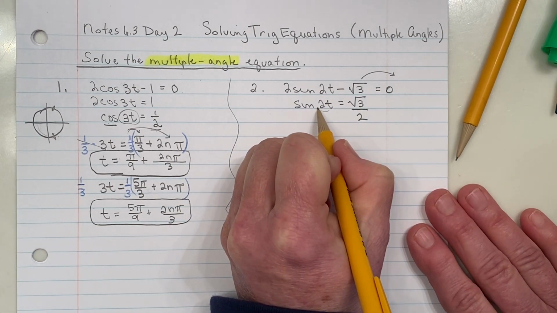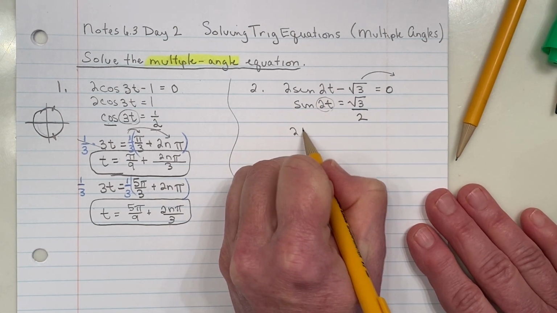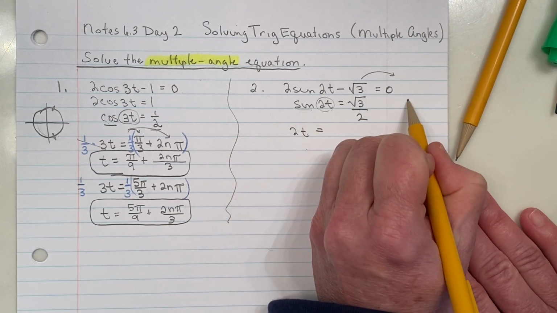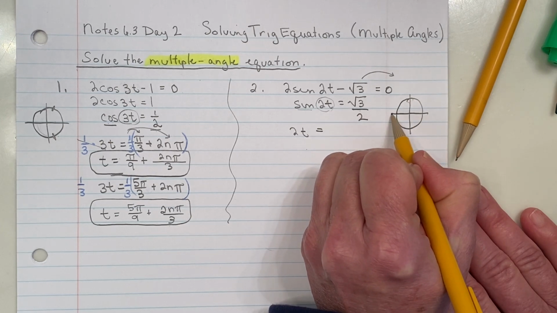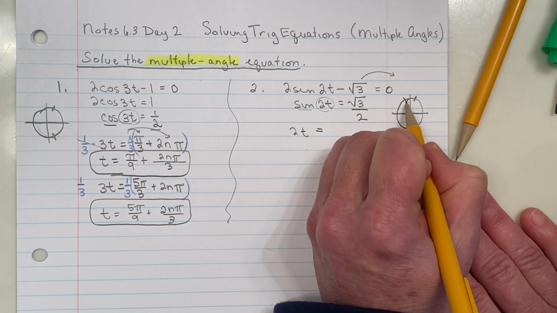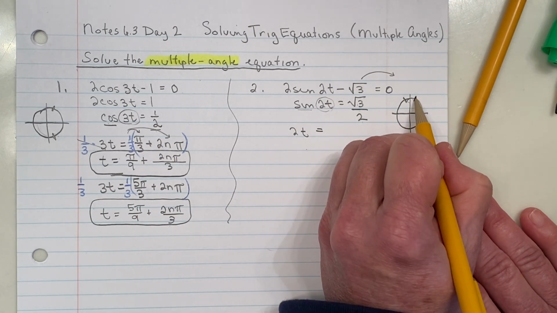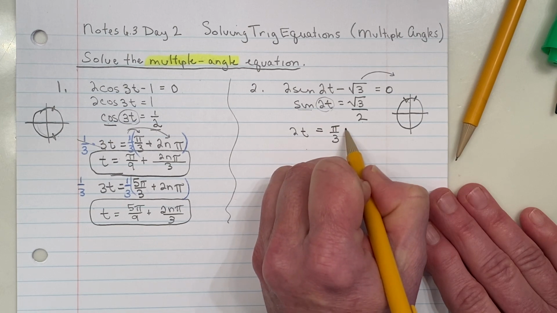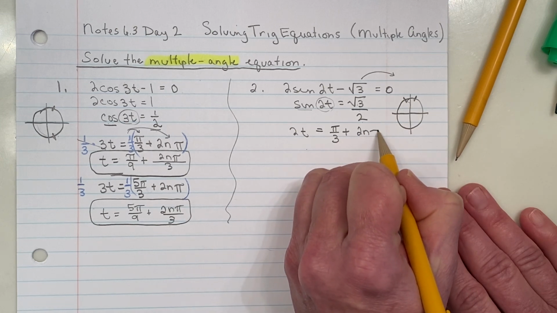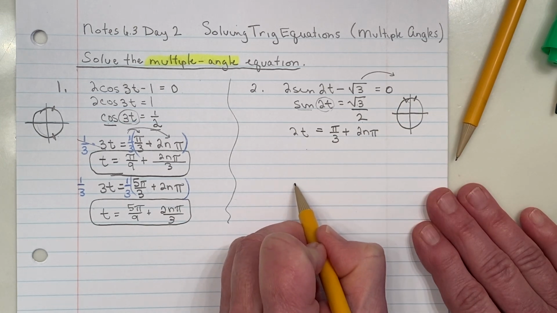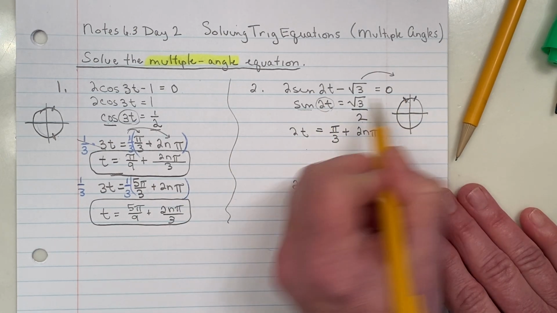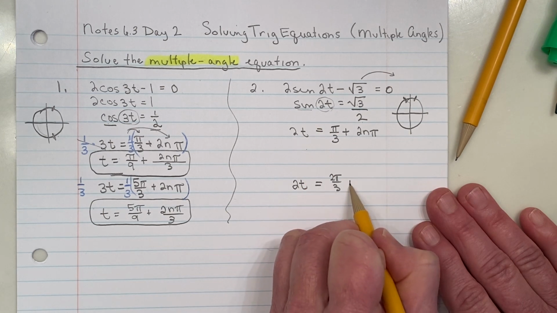At this point, let's take this multiple angle, 2t equals, and let's go to our unit circle and find out where the y-coordinates are square root of 3 over 2. So here's your unit circle. The y-coordinates are going to be positive square root of 3 over 2 here and here. So one of the angles is pi over 3, plus we're finding all solutions, so that means add your 2n pi here. Leave a couple of blanks. And then again, 2t is also equal to 2 pi over 3 plus 2n pi.